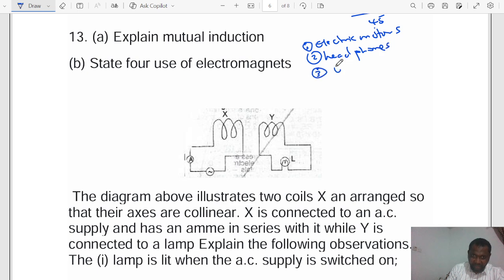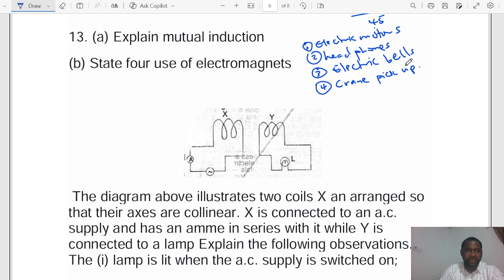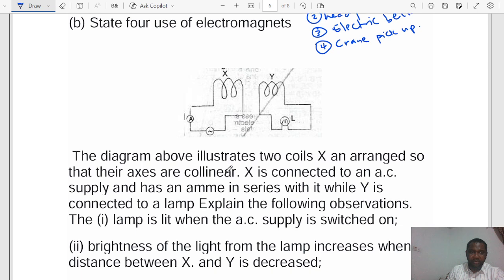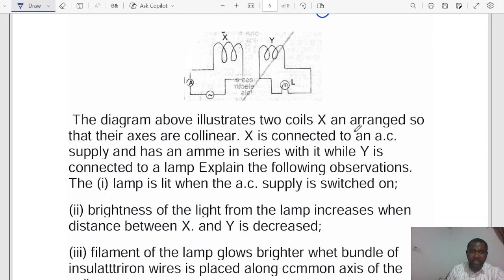Thirdly is what we call electric bell. Electric bell also uses this principle of electromagnetism. Then fourthly, I will call it crane pickup. That means to pick up large chunks of metals from one point to another. Okay, that's very important.